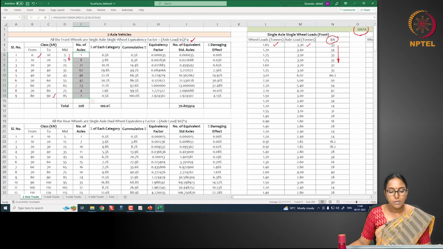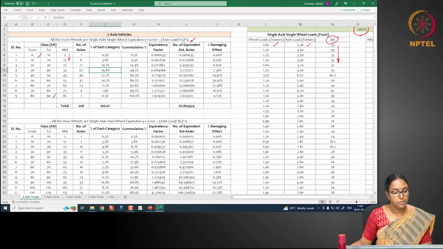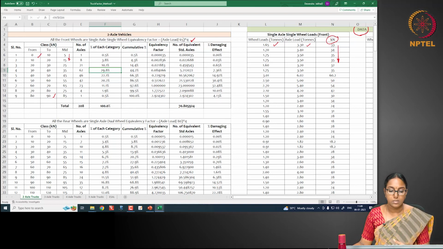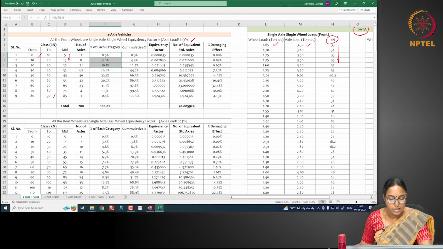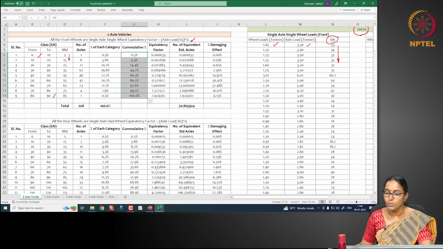You can say what is the percentage of each of these loads in this category. You see that 29.8% of the load comes in the 30 to 40 kilonewton category. This is just for the understanding of how the load is distributed. This column is written here, and also a cumulative percentage is calculated, so that you can see whether all the vehicles are included in the analysis. Just for convenience, we find the cumulative percentage, or if you want to draw a cumulative frequency chart, you can use this information.